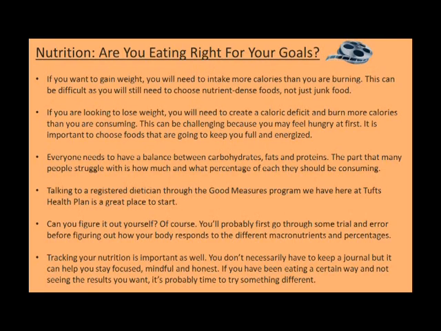Can you figure it out yourself? Of course. You'll probably first go through some trial and error before figuring out how your body responds to the different macronutrients and percentages. Tracking your nutrition is important as well. You don't necessarily have to keep a journal, but it can help you stay focused, mindful, and honest. If you have been eating a certain way and not seeing the results you want, it's probably time to try something different.